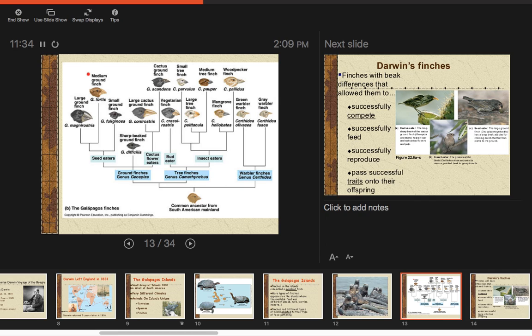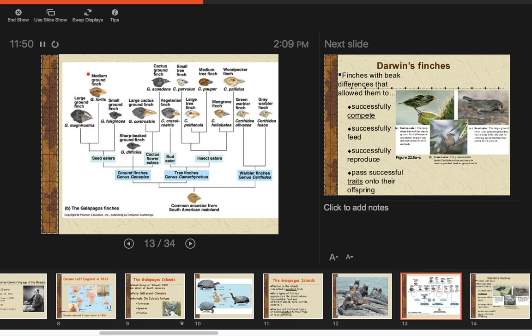And then this shows you more in picture form. So here's the common ancestor. Here's the finch, the original one that was on South America. It was blown over to all the different islands, right? It was distributed on the islands.